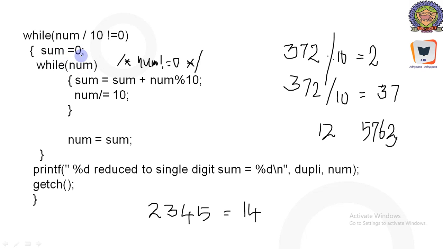Now sum equal to 0, and once again the same thing repeats. While 14 not equal to 0, sum equal to 0 plus 14 mod 10, that is 4, and num equal to num by 10. 14 by 10 is 1. Once again num mod 10 not equal to 0. Yes, 1 mod 10 is not equal to 0. Once again it will go and compute, and finally we will get a single digit answer.